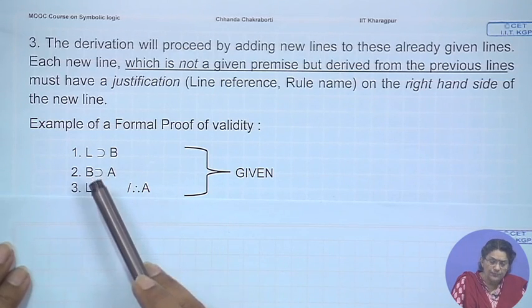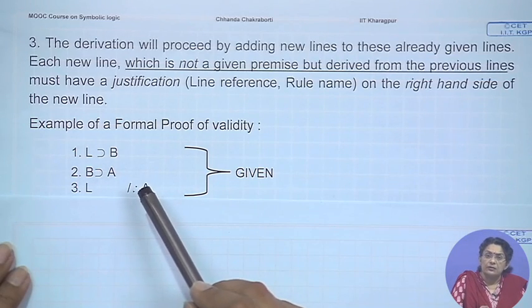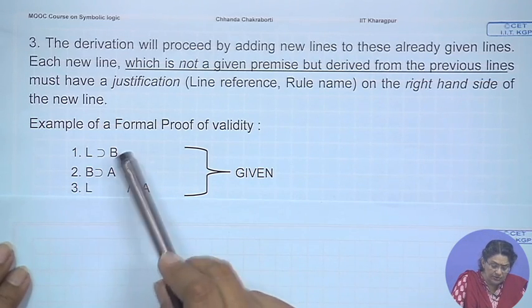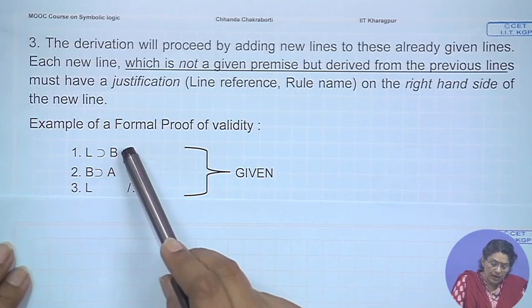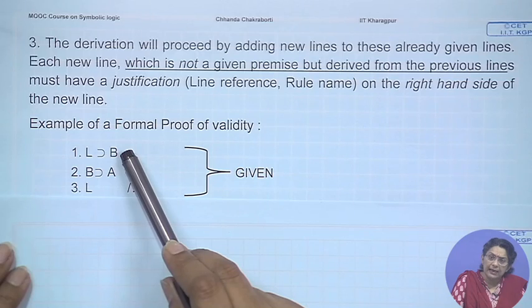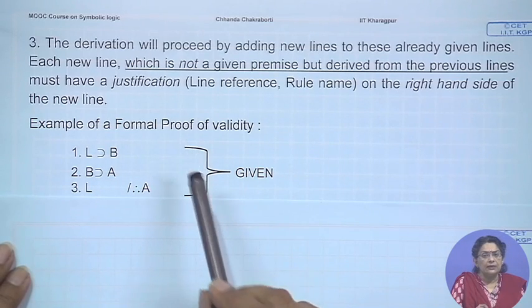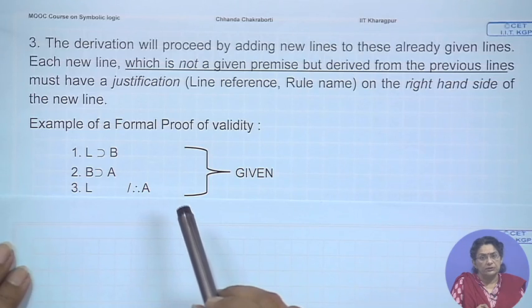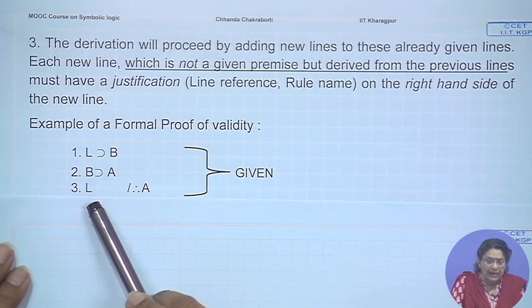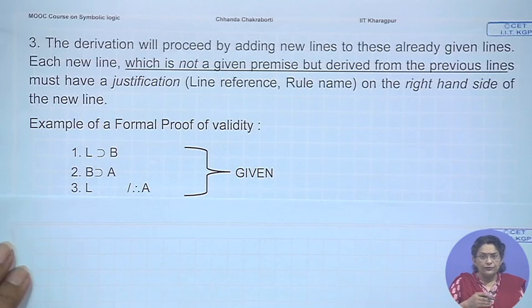So, your objective now is how do I get B? Where is B here? Well, B is here and B is also here. Once more, if you have L horseshoe B and L, you can get B out. Which rule helps with that? That is the rule called modus ponens. And you happen to have L given here in line number 3. So, if you have thought about it in this way, then it is a matter of just putting it all in lines.